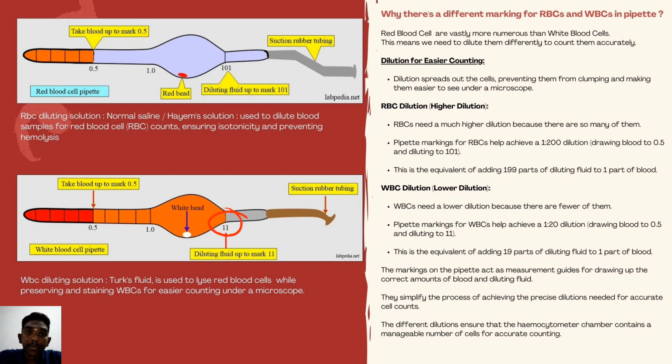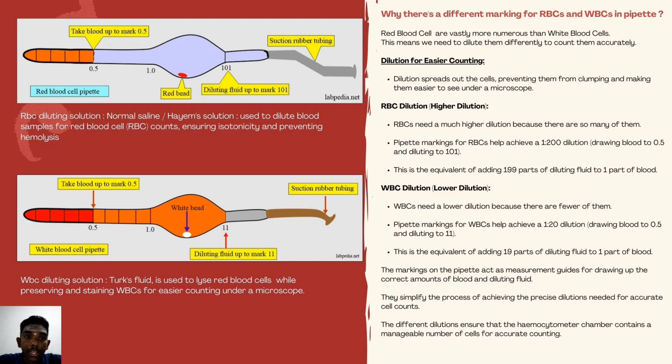Why is there a different marking for RBC and WBC in the pipette? First of all, red blood cells are vastly more numerous than WBC in our blood. This means we need to dilute them differently to count them accurately. Dilution is for easier counting. Dilution will spread out the cells, preventing them from clumping and making them easier to view under a microscope.